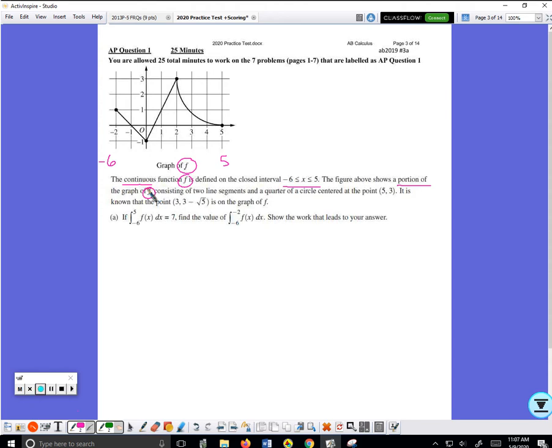Two line segments and a quarter of a circle. Well, that's helpful. Two line segments, a quarter of a circle, with center at the point (5, 3). So the center of the circle is right here. Yep, I can see that. This is the radius of the circle. So I'm good there.